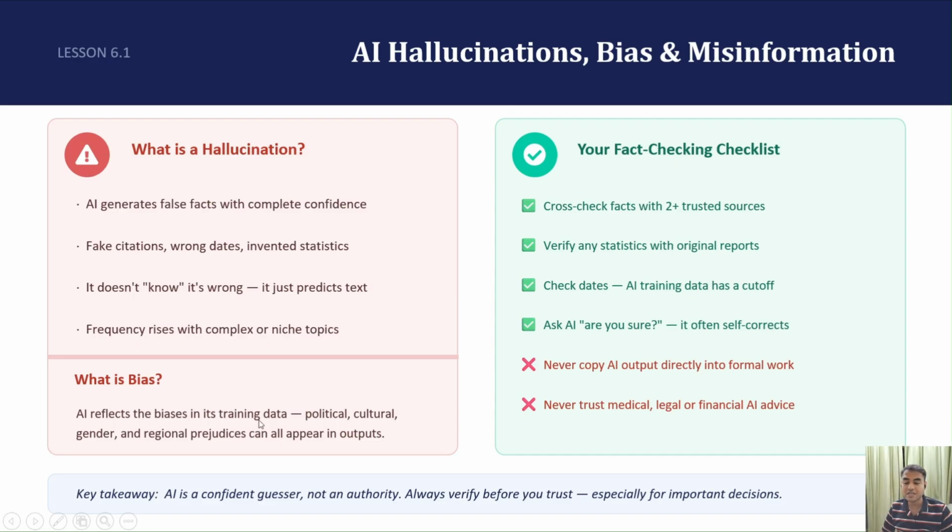AI reflects the biasness in its training data. As I told you in the first class, what is AI and how it works, I told you about LLMs. LLMs are trained on large data sets. If those data sets are politically guided, or have political, cultural, gender, or regional prejudices, if the training data is not neutral and is inclined towards some party, then it will always try to be biased in its answers.